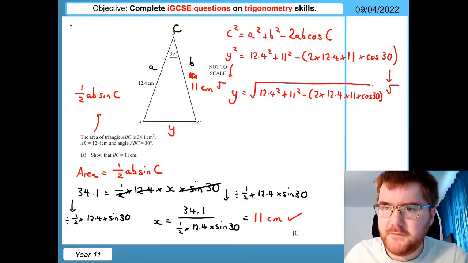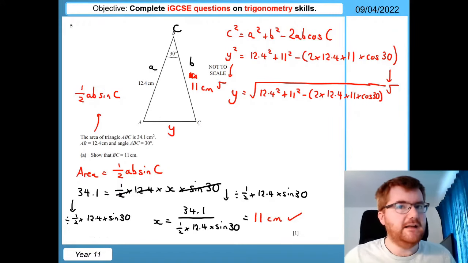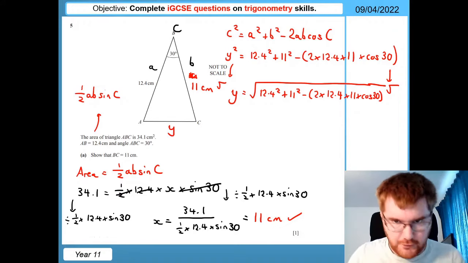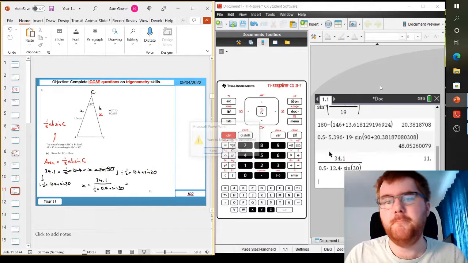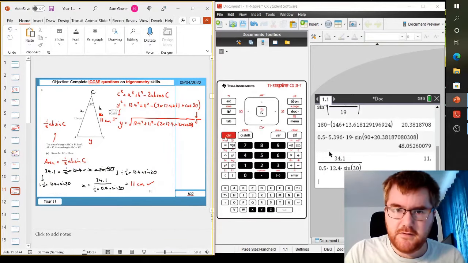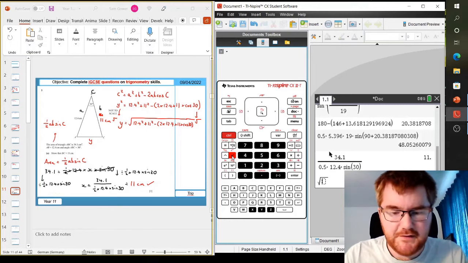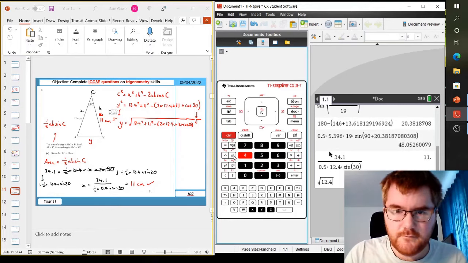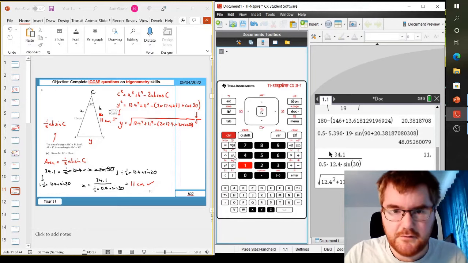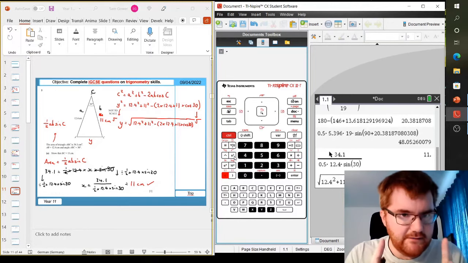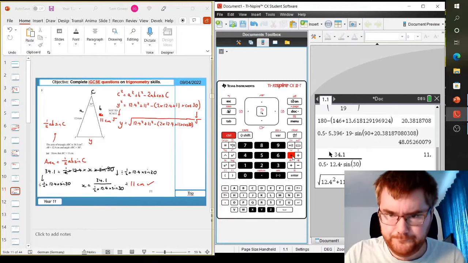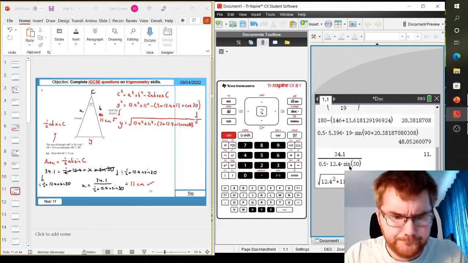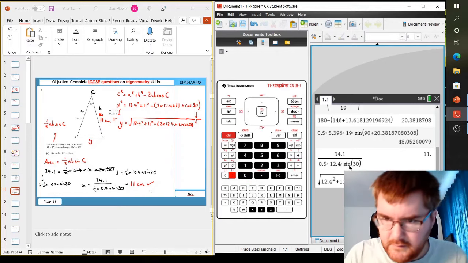And you can pick up a lot of marks on these questions by just knowing these formulae and working through these questions nice and carefully and logically. So let's pop this into the calculator and see what we get. So we're going to start with a big square root. It's going to be a big square root by the end. So 12.4 squared plus 11 squared minus, this is where brackets are really, really important, so please do include them, 2 times 12.4 times 11 times the cosine of the angle in between. Okay, hopefully that's all enough brackets there.